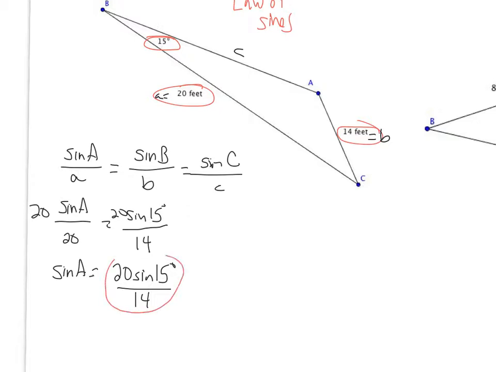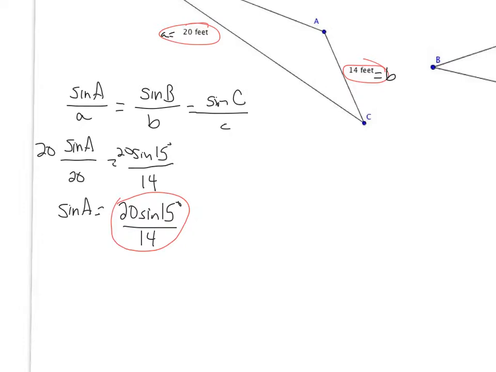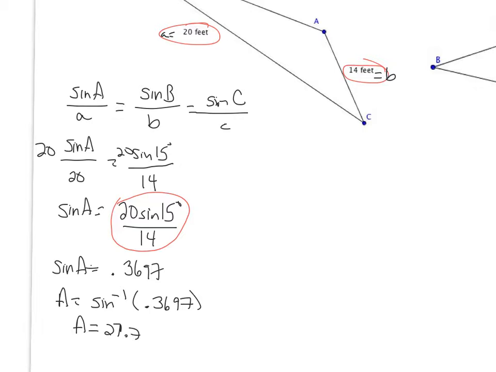Now all of this stuff on the right side is just a number. It's just a bunch of numbers, so I could just plug that in the calculator and see what value it gives me. And what I'll get is the sine of A equals 0.3697. So now we know what the sine of A is. I could find A by taking the inverse sine of this ratio. So I'll say the inverse sine of 0.3697. That will tell me what angle A is. So that gives me 21.7 degrees if I round to the nearest tenth. So that gives me angle A.